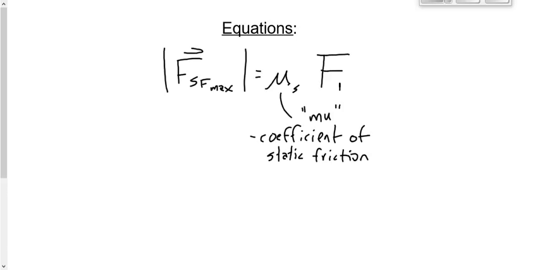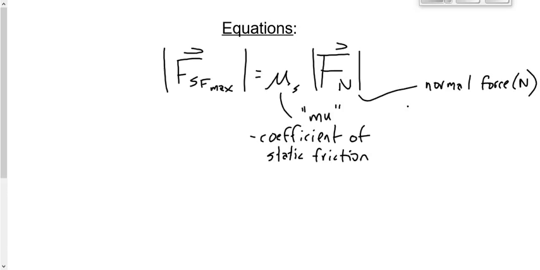Now, that force of static friction is mu times Fn. This stands for what we call the normal force. And that's measured in newtons. And the normal force is the force of the ground pushing up. Although I'm going to put the word up in quotation marks because it doesn't always actually push up. Not always, but we'll talk about that in a second.